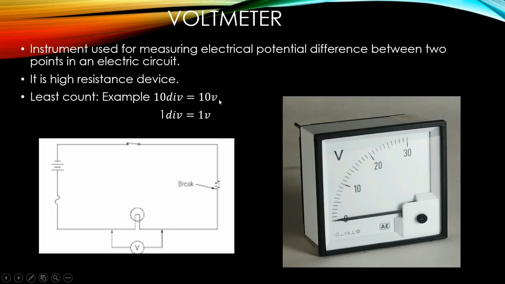Resistance of an ideal voltmeter is infinity. Voltmeter is an instrument which is used to find electric potential difference between two endpoints. It is a high resistance device and it is connected in parallel. Resistance of an ideal voltmeter is infinity.